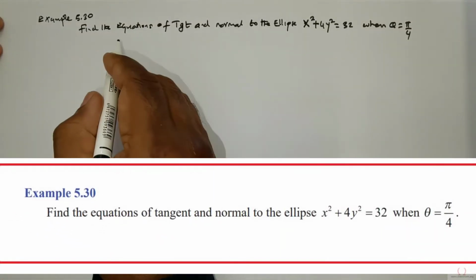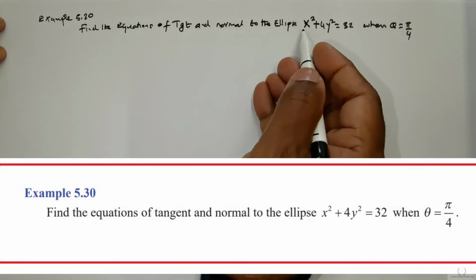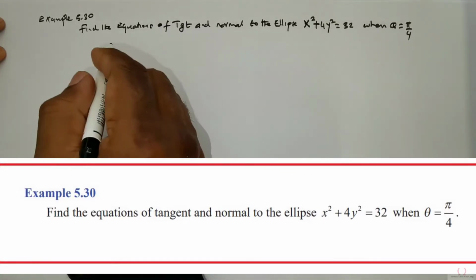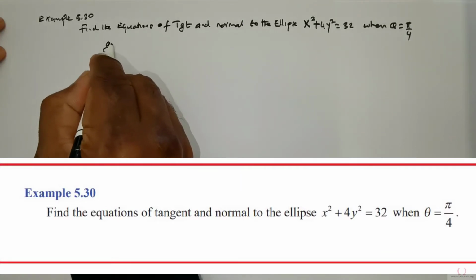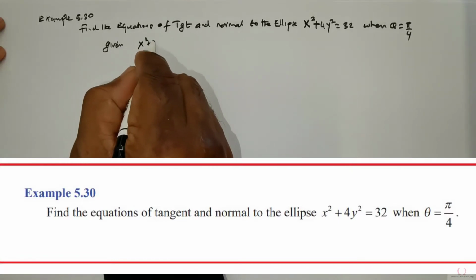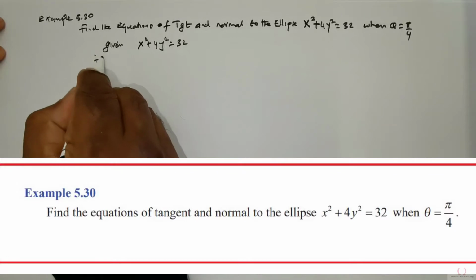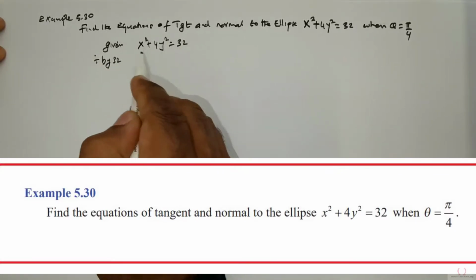Students, we are expected to obtain the equations of the tangent and the normal to the ellipse x² + 4y² = 32 when θ = π/4. So we are given the equation x² + 4y² = 32. What we will be doing is dividing by 32 to change this into the standard form of the ellipse.